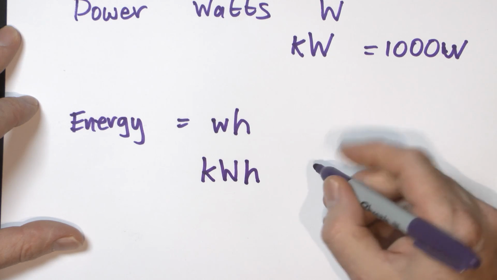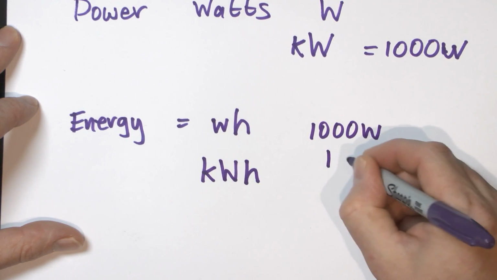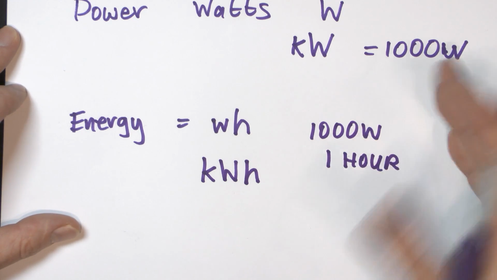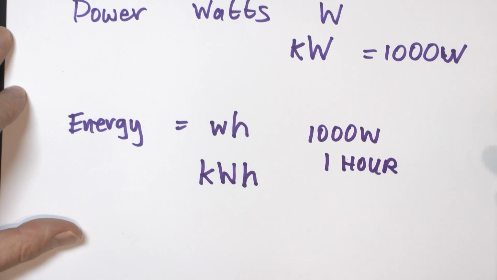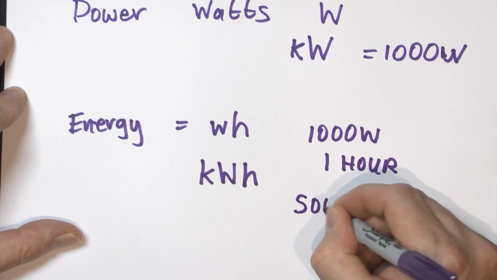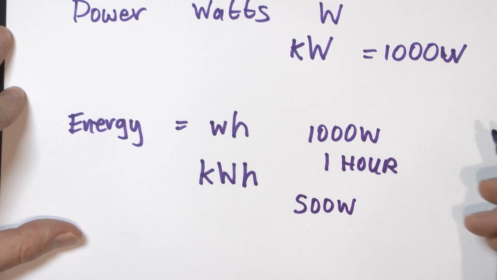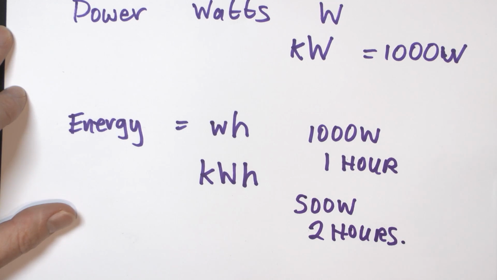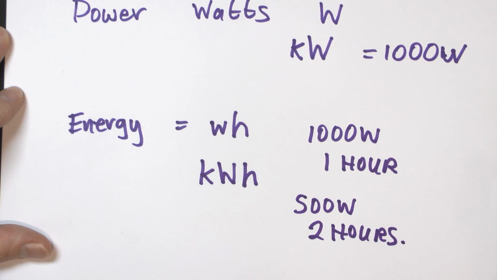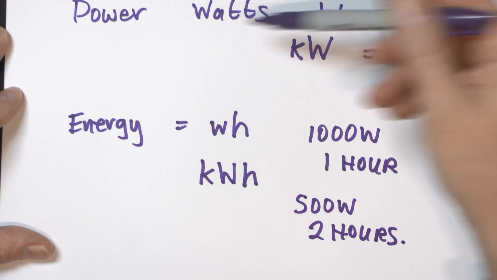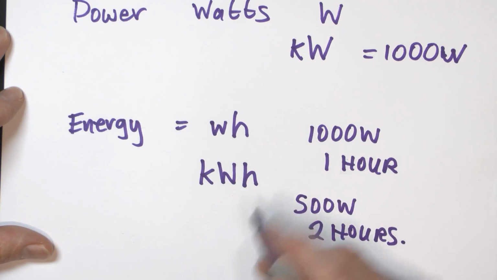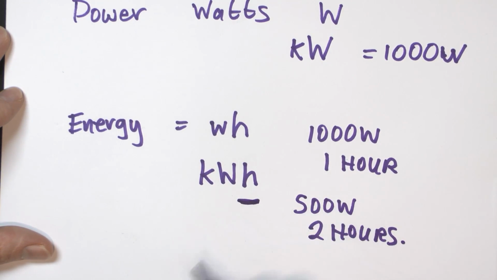Now that could represent 1000 watts for 1 hour, and it could be any other combination as well. It could just as easily be half of that, say 500 watts or 0.5 kilowatts for 2 hours, and pretty much any other combination. So the main point is that the rate at which you're using it is completely separate from the total you're going to use, because it all depends on how long you're using it for, hence the hours part in there.